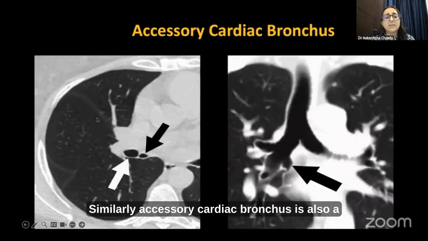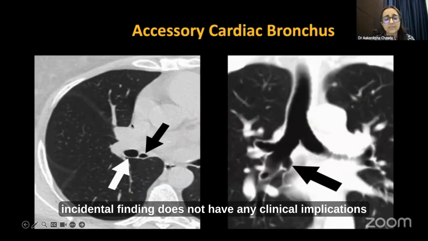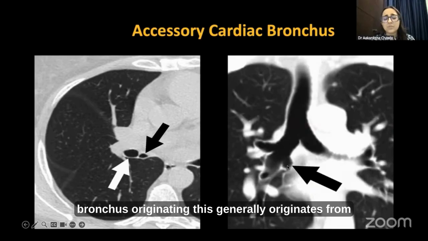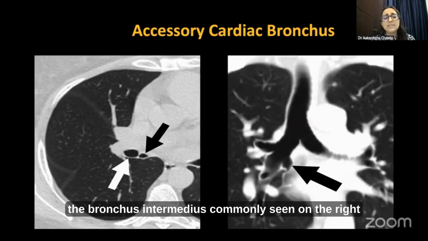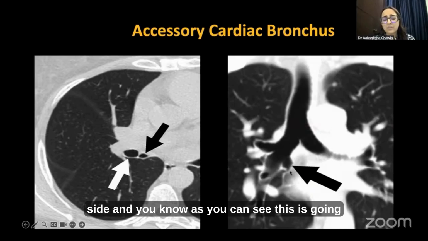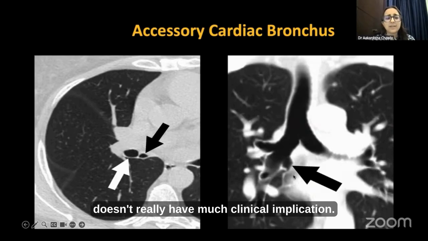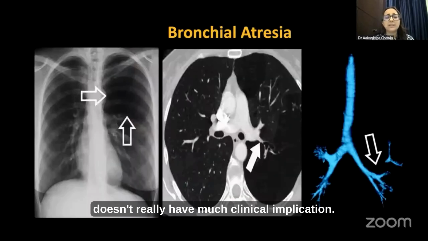Similarly, accessory cardiac bronchus is also an incidental finding. It does not have any clinical implications. As you can see here also, there is a bronchus which is originating. This generally originates from the bronchus intermedius, commonly seen on the right side. And as you can see, this is going towards the pericardium. So again, an incidental finding, doesn't really have much clinical implication.